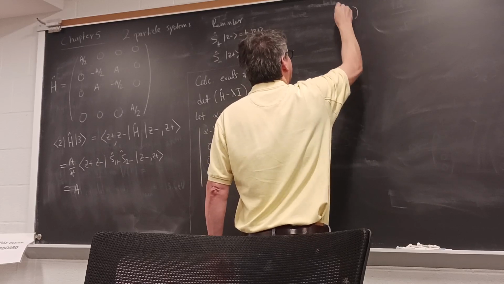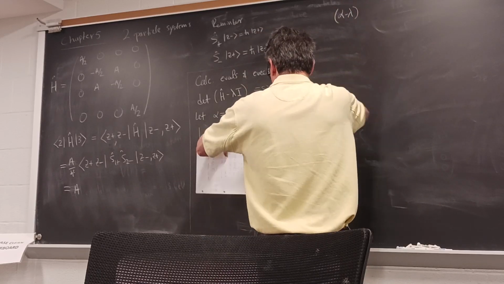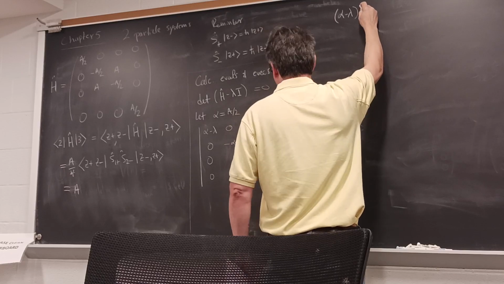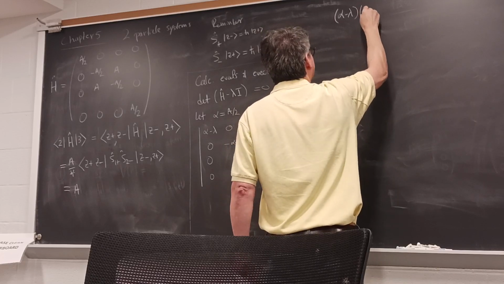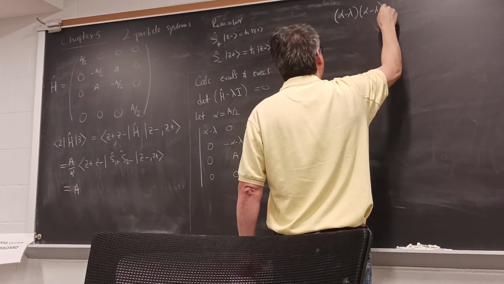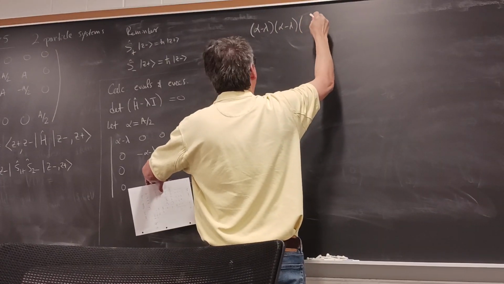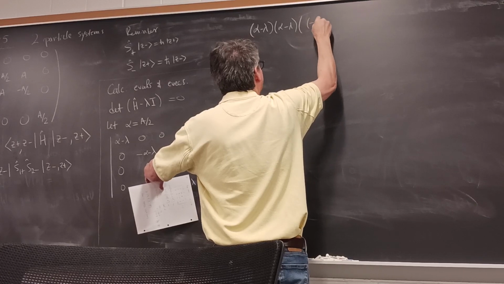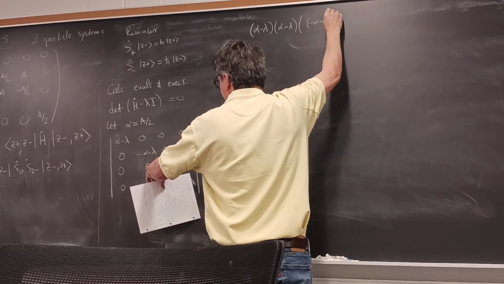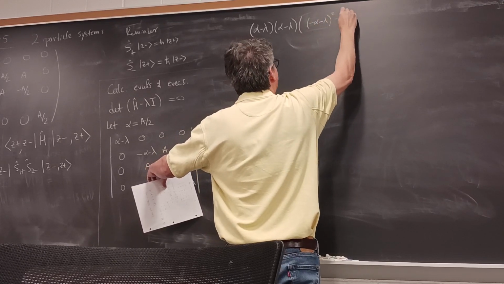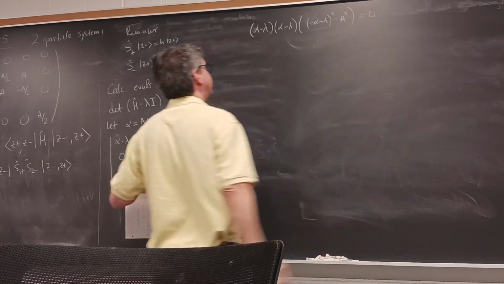So this is alpha minus lambda. And then I have to take the subdeterminant here, but I can do that starting from here. So this is alpha minus lambda, times the determinant that's left over here. So this is minus alpha minus lambda squared minus A squared equals 0.